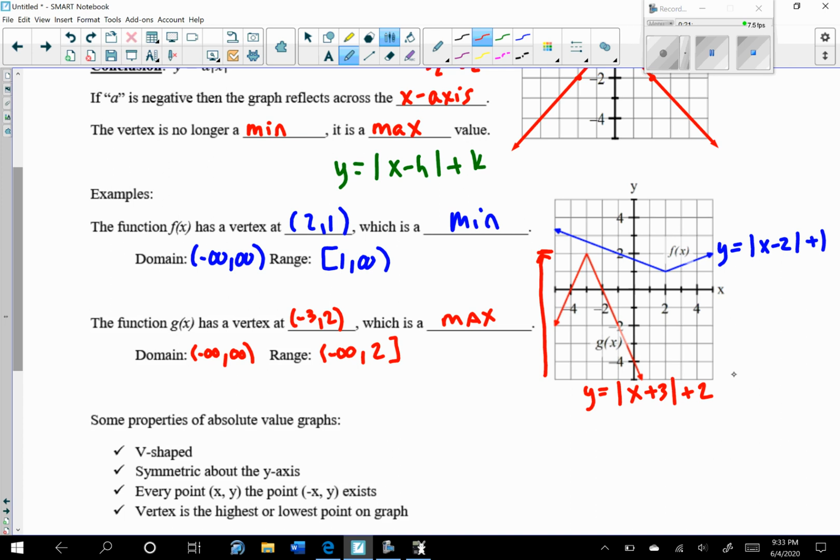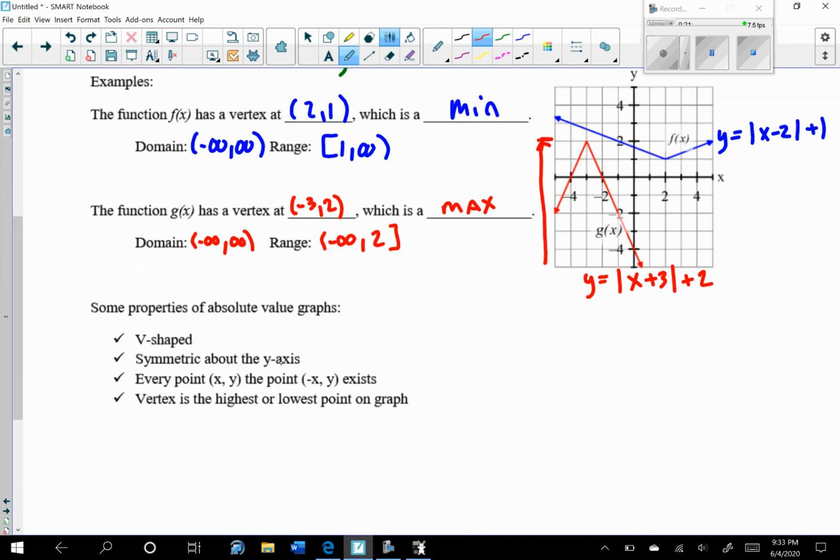So notice that they are V-shaped. They are symmetric about the vertex. If we're looking down here, this is for the parent graph. If it's any graph, it's symmetric about the vertex. So if we have the point x, y in the graph, then the point negative x, comma y exists. And again, this is for y equals the absolute value of x. And the vertex is the highest or lowest point on the graph. And that's it.